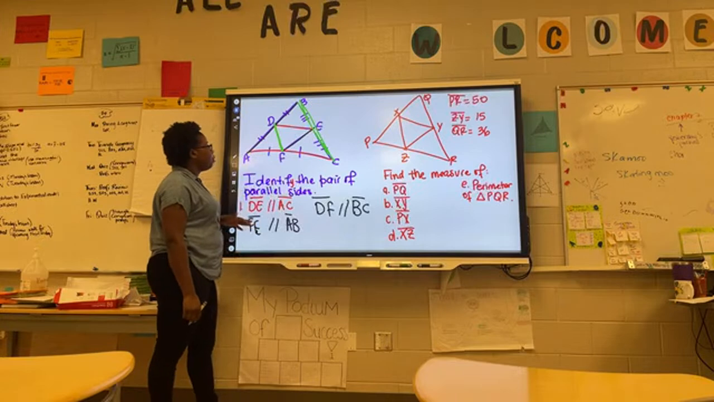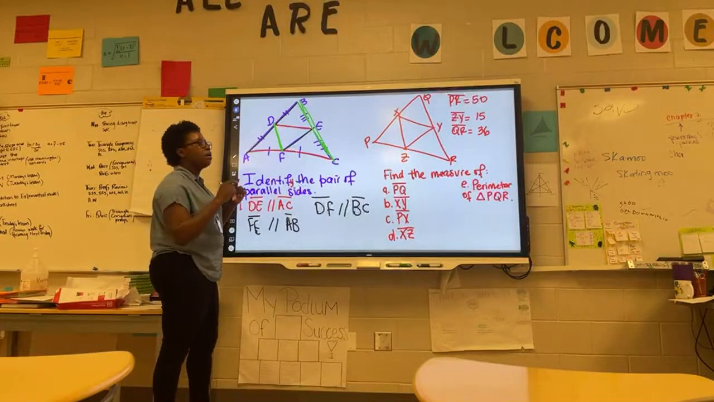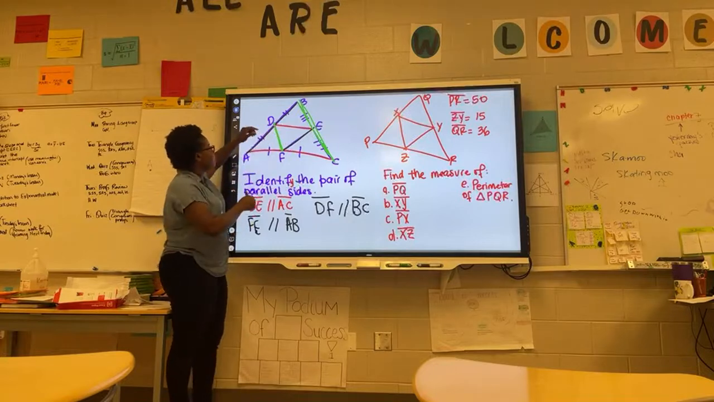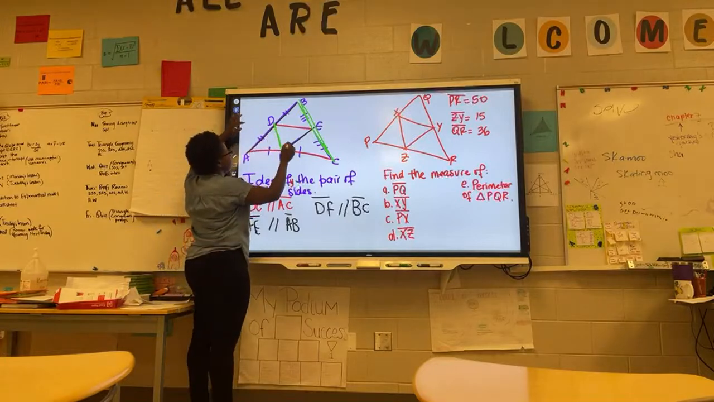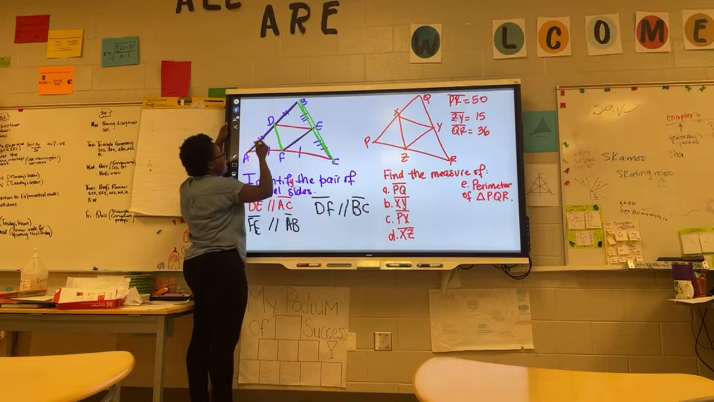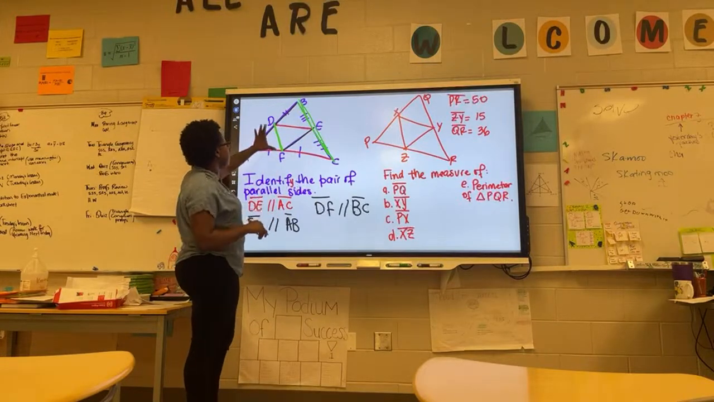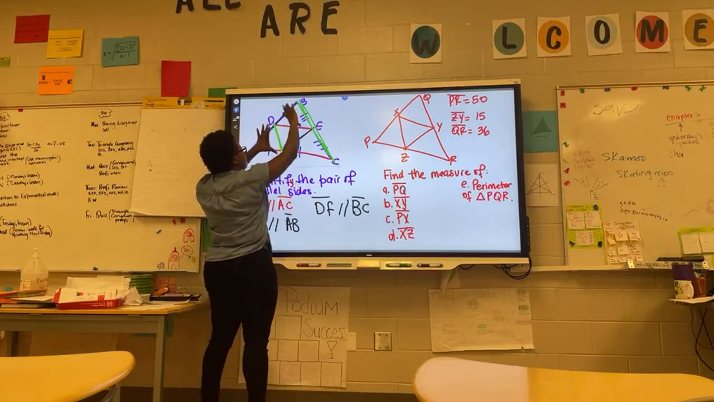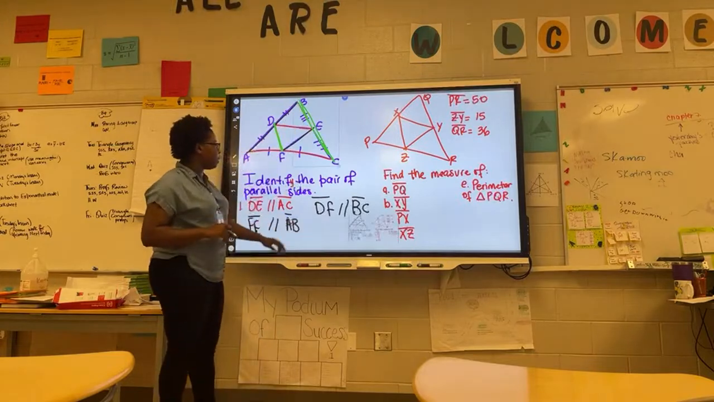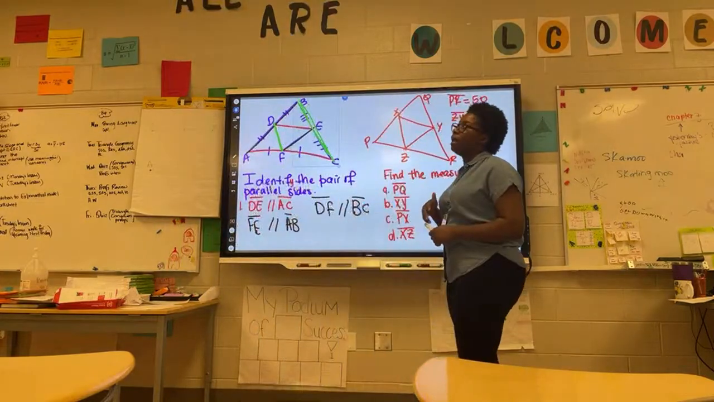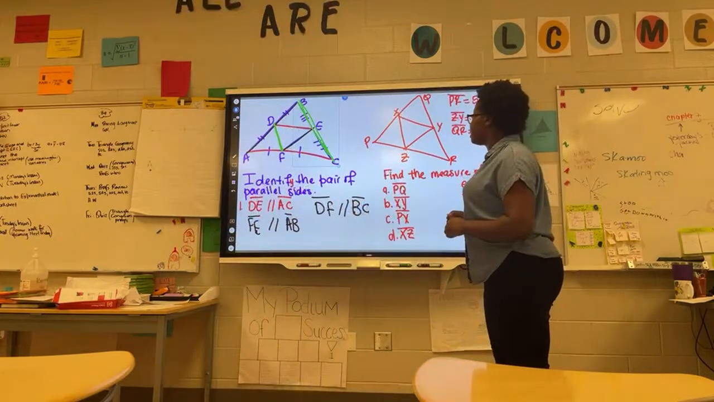If you want to look at the smaller segments, for example FE and AD, we'll see that these two are also parallel. If you look at DF and BE, those two are also parallel. So those are things that we look for when we are identifying parallel sides.